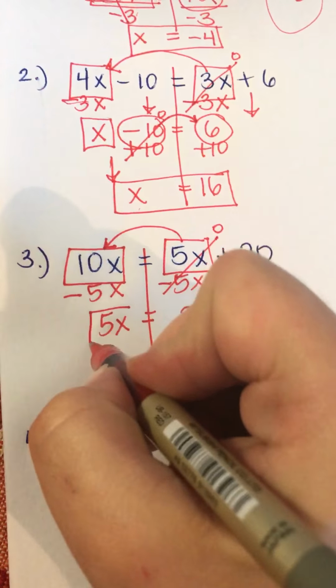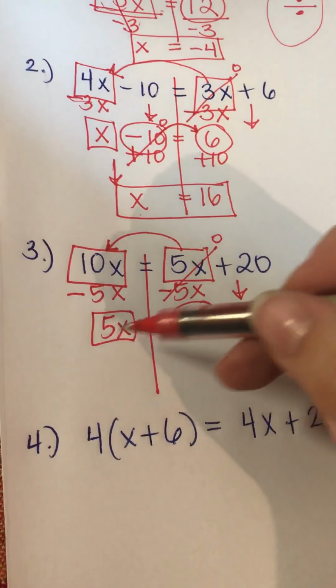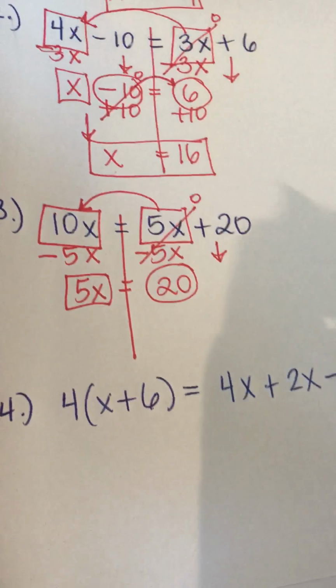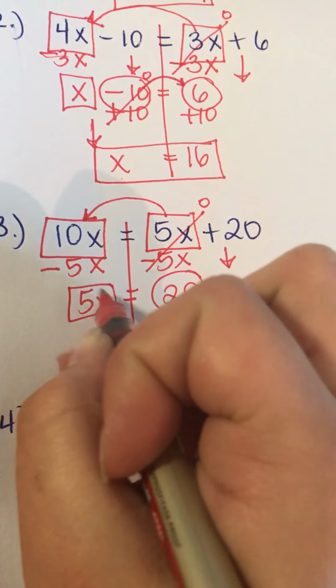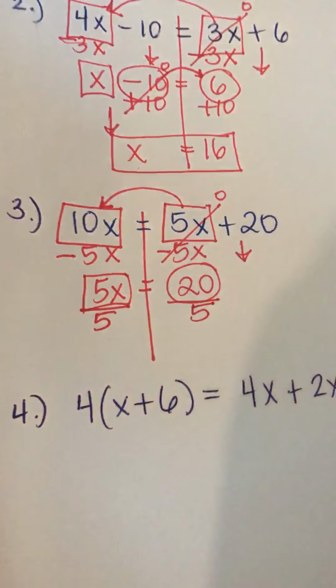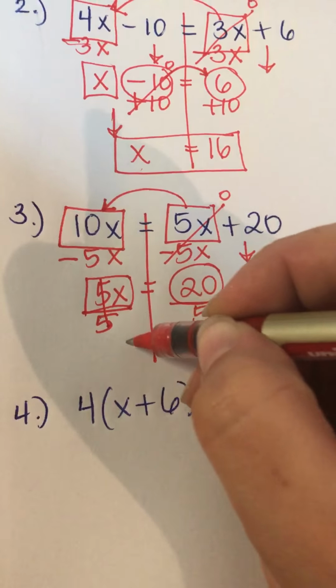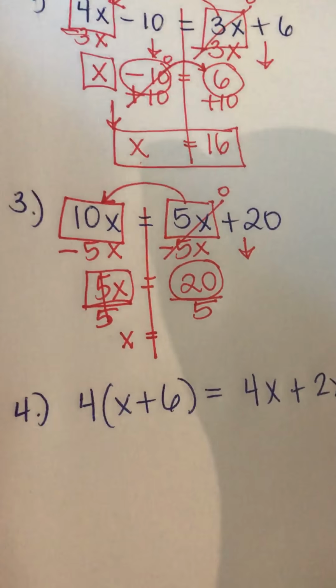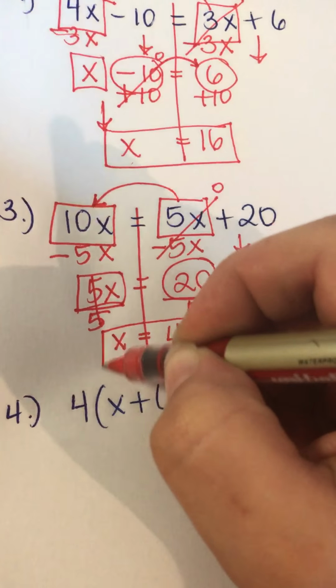Okay, I have all of my constants and my variables on opposite sides. This is a variable, this is a constant. They're on opposite sides of the equal sign. So at this point, this is multiplication, so I want to divide by what is being multiplied. 5 divided by 5 gives me 1x, which is just x. 20 divided by 5 gives me 4.